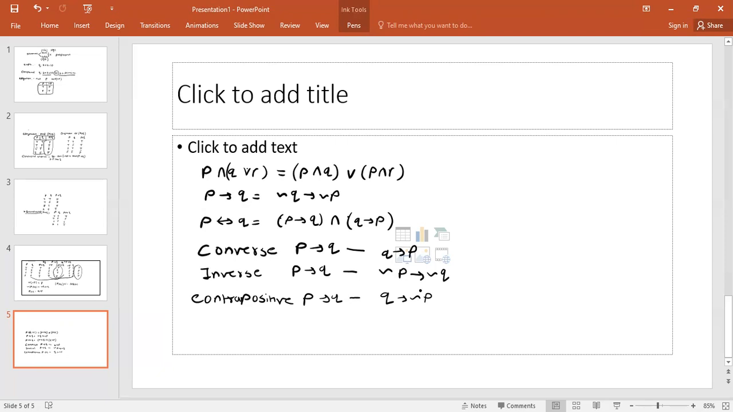So in the next chapter we will see detailed problems on this: converse, inverse, contrapositive, what is logical equivalent statement, logical identities. We will study problems in detail. Now we will end this meeting. Thank you everyone.